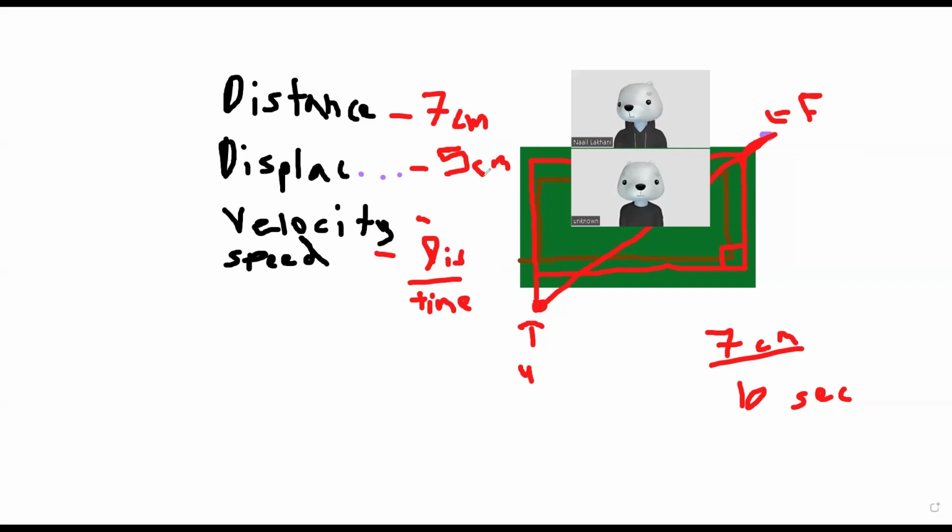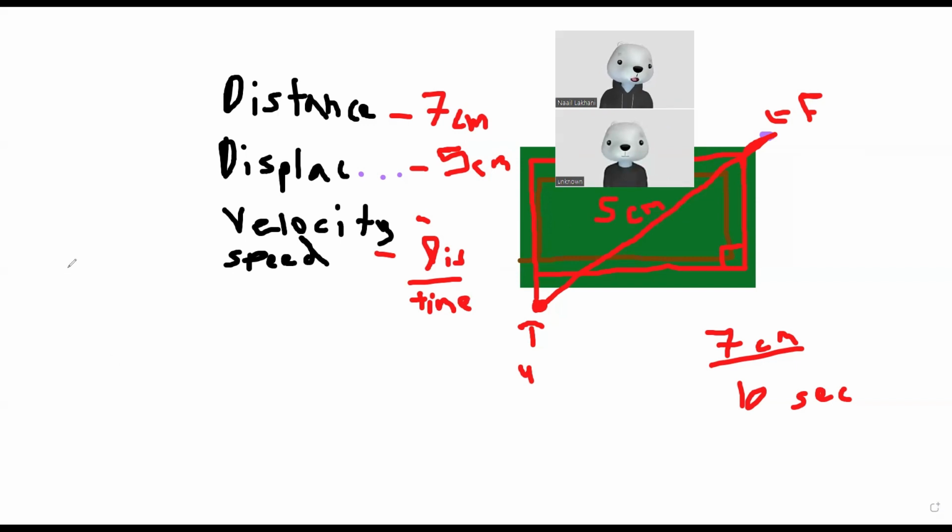Velocity is sort of like speed, but instead of calculating from the distance, we calculate from the displacement. Velocity is with the displacement.